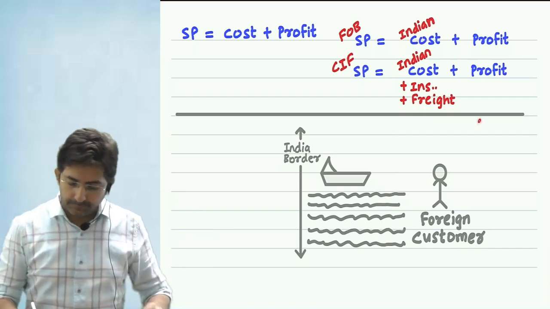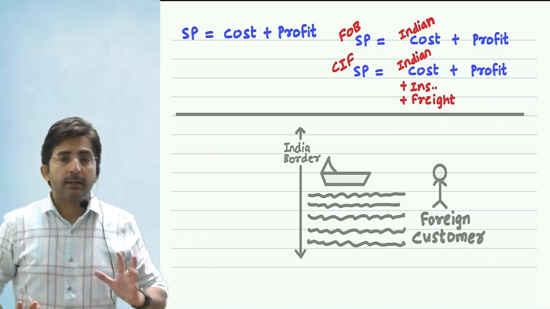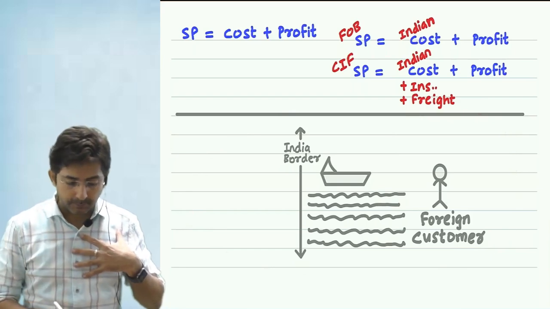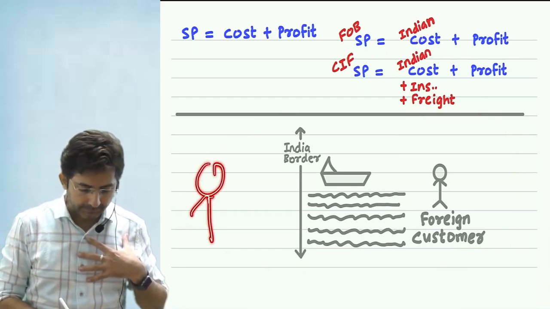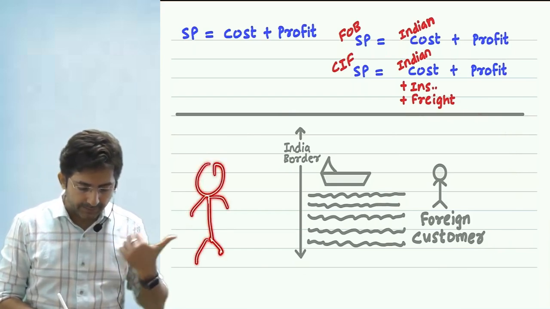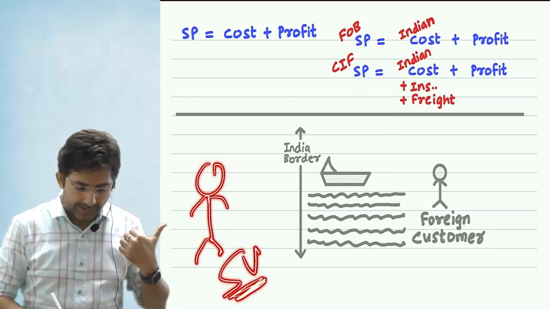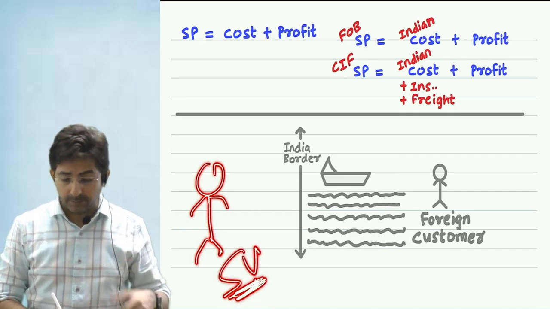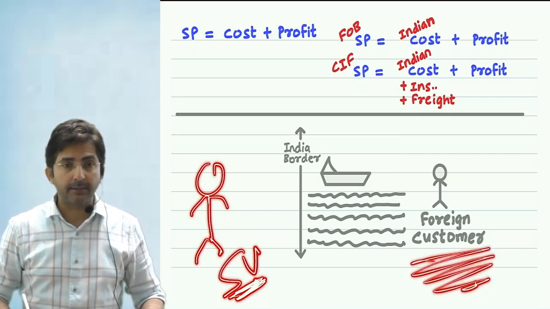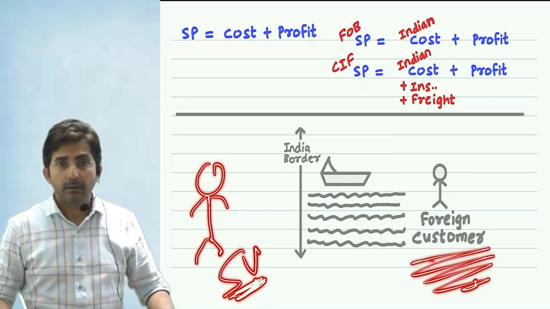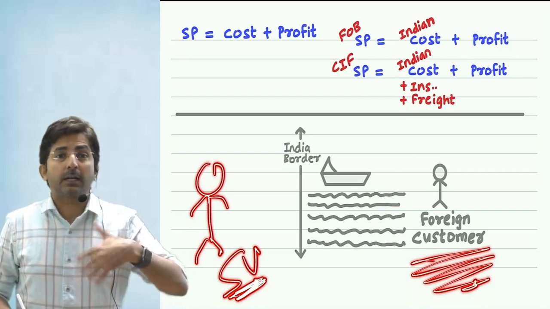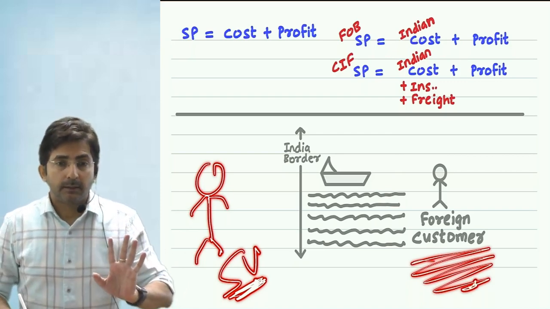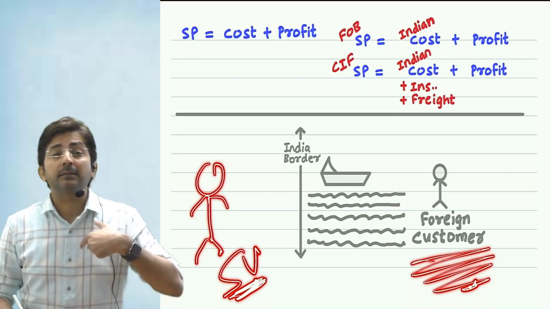Now see, with this drawing you will understand, okay? Now imagine I am a businessman in India. See, this is me. I am standing here. This is Shirish Vyas, okay? I am doing business in India, and I have my customers in a foreign country. See my foreign customer. Now, there are two methods of dealing with my customer. One is FOB, the other is CIF.